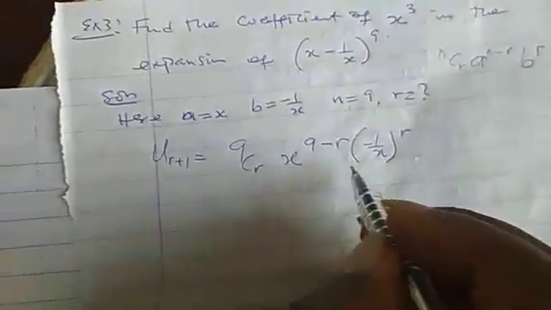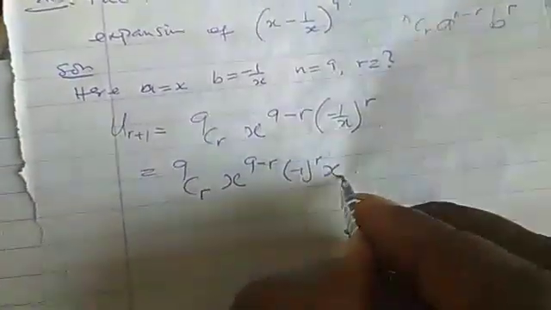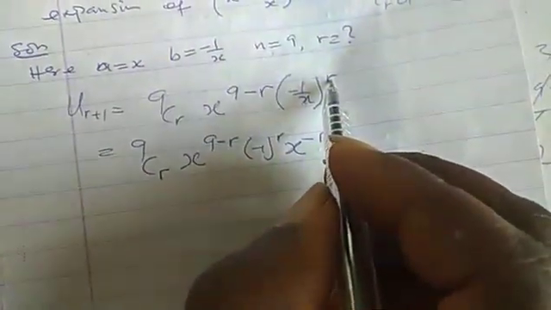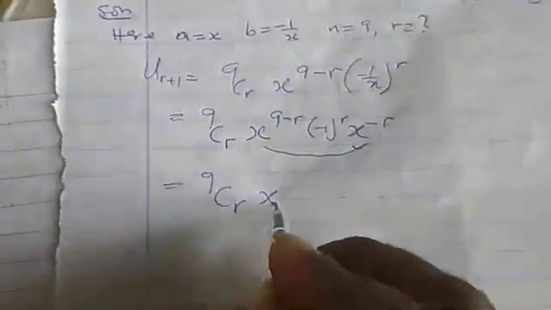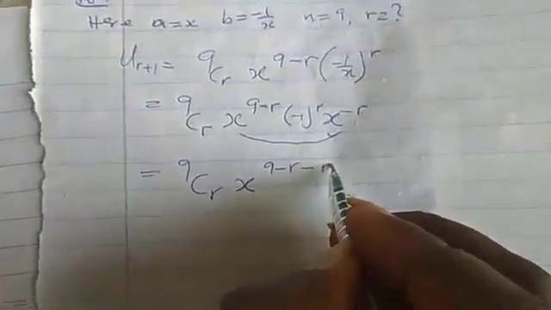Then our a is x raised to the power n minus r. Now our n is 9. We don't know our r. And this one is this raised to the power r. This is our b raised to the power r. We are now left with simplifying all this. This is 9 combination r, x raised to the power 9 minus r. This one is the same thing as minus 1 raised to the power r, x raised to the power minus r, because 1 over x is the same thing as x to the power minus 1, and minus 1 times r is minus r. If you apply indices to these two, you are going to have x to the power 9 minus r minus r, and minus 1 raised to the power r.